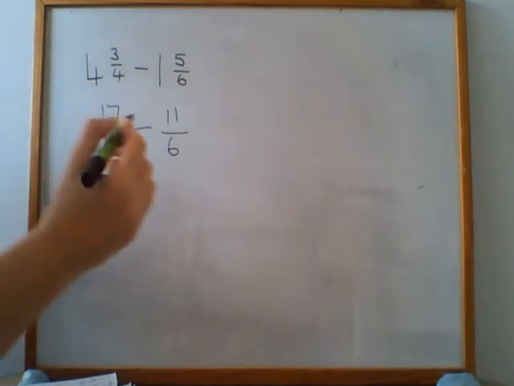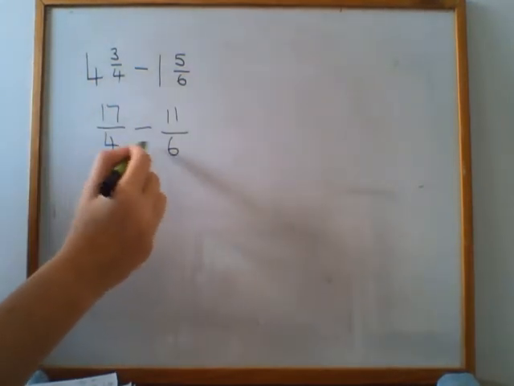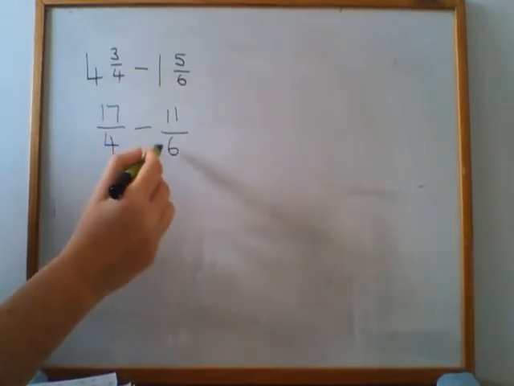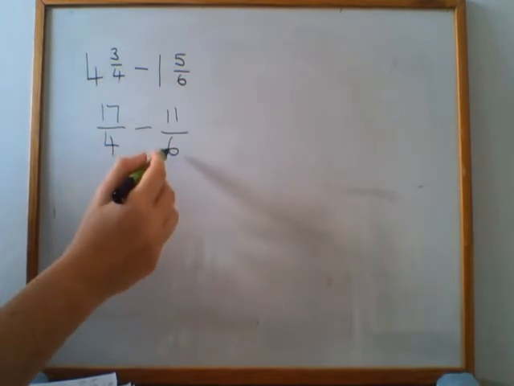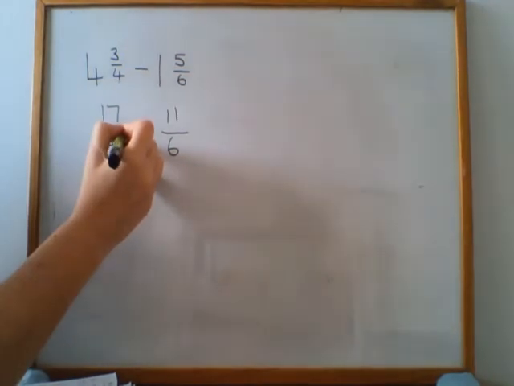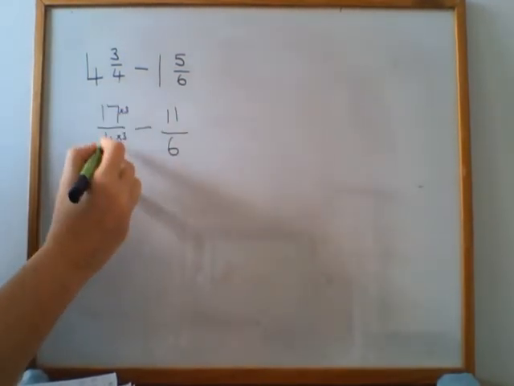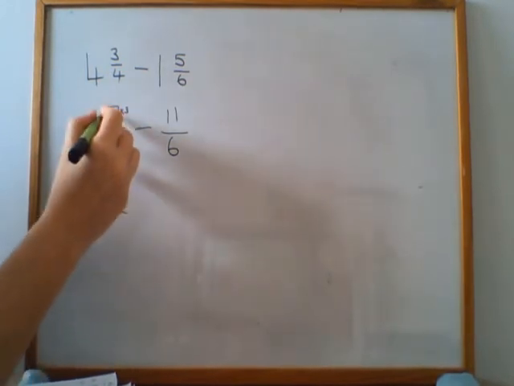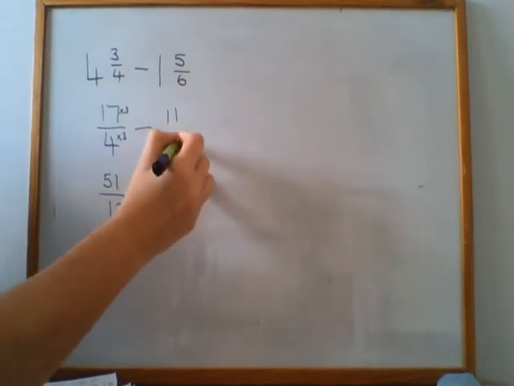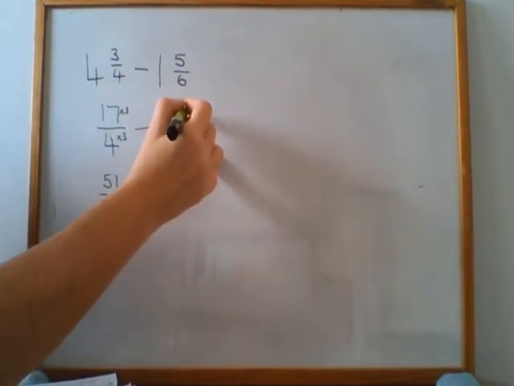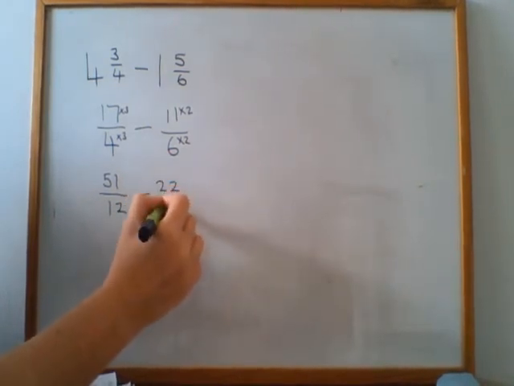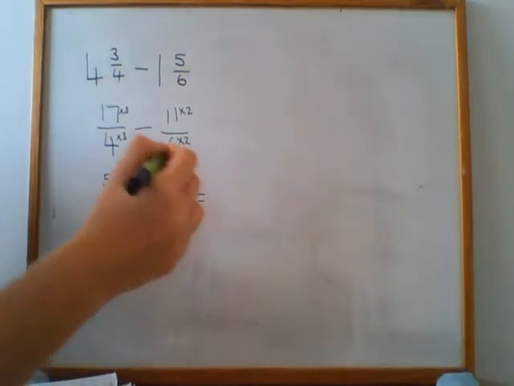Okay, we still can't take away. As you know, our denominators need to be the same. So we need to look at what the lowest number both these go into. So 6, no, 12, yes, both of them go into 12. So now I have to make them both 12. Whatever I do to make this 12, which is times 3, I have to do to this. So 17 times 3 is 51. To make this 12, I have to times it by 2, and if I do it to the bottom, I do it to the top. So I get 51 twelfths, take away 22 twelfths. And now I can take it away.